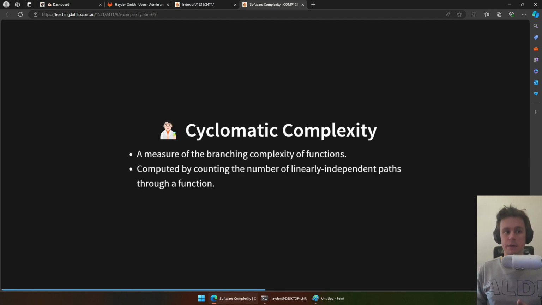Cyclomatic complexity is a measure of the branching complexity of functions. This is an interesting topic because in a previous lecture, we talked about code coverage. One interesting thing about code coverage is that in this course, we measure it by the number of lines of code that are checked by tests.